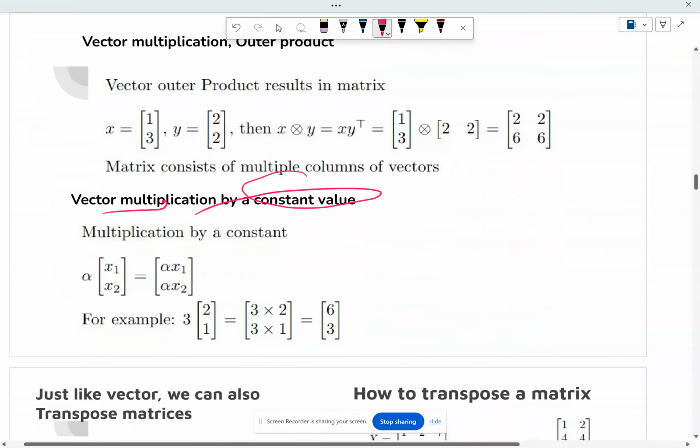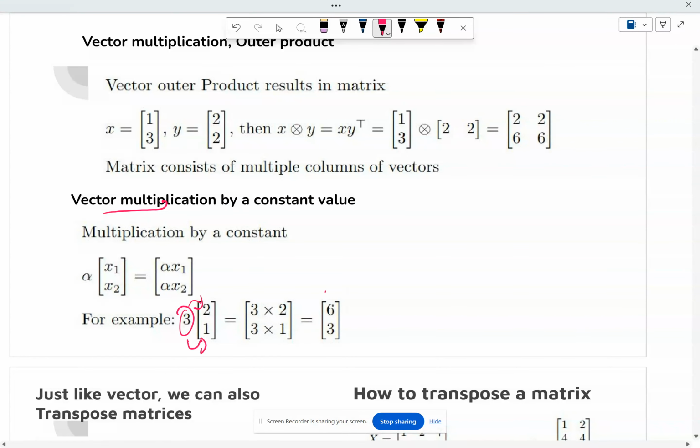Multiplication by a constant value. Right now we talked about vector multiplied by vector. What if it's just a vector multiplied by a number? If it's a vector multiplied by some number alpha, for example, you simply take this number and multiply one at a time. So it's alpha times x1, alpha times x2. For example, if you have 3, it'll be 3 times 2, 3 times 1, giving us 6 and 3.